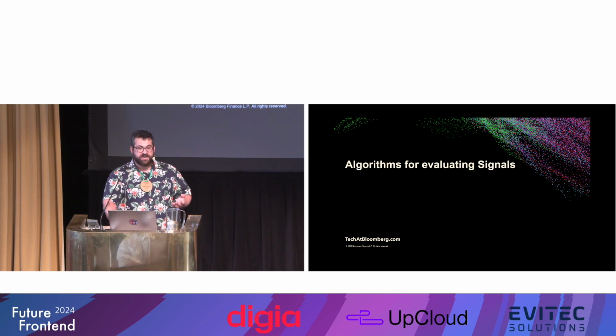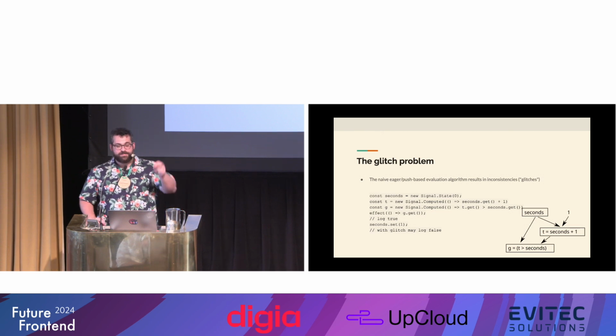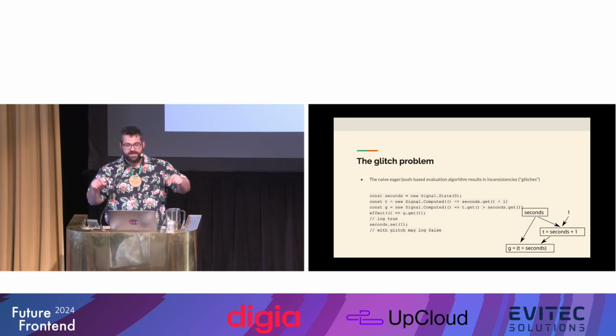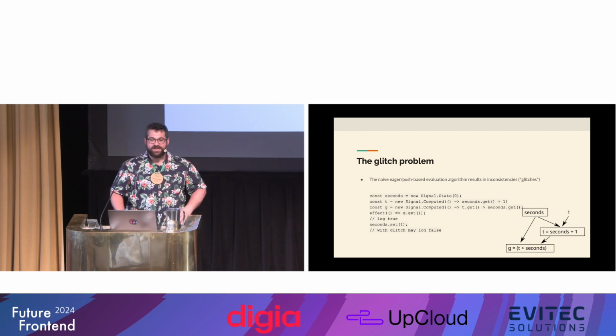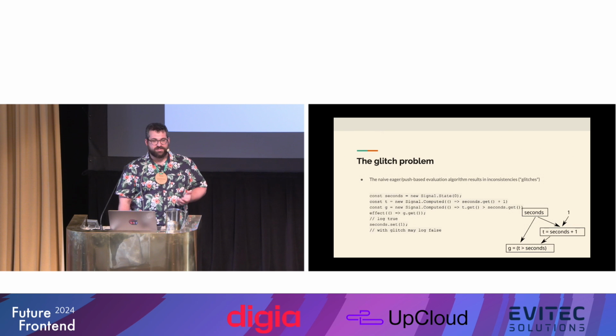So there are a number of different algorithms that you can use to evaluate signals. In particular, why is it an algorithm at all? Because you might think, okay, I update seconds, and then that goes to the two things that use it and updates them, and then recursively. So then that should make sure everything is updated. But this algorithm is actually broken.